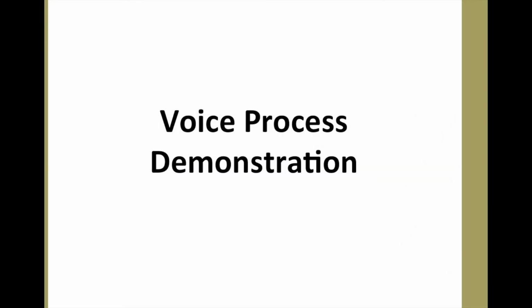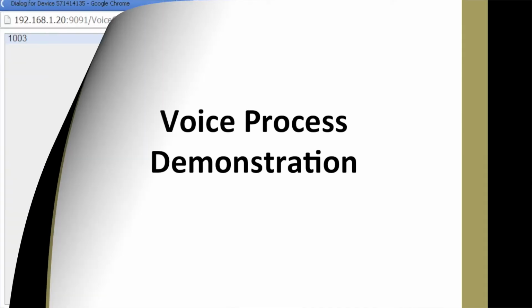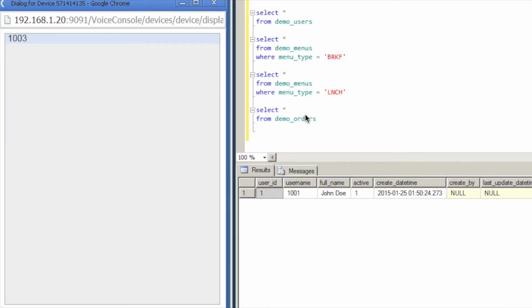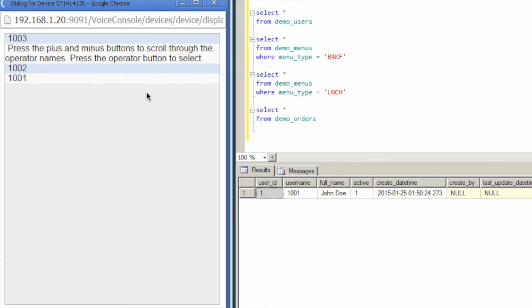After all the hard work, we are now ready to test drive the menu ordering process using talkman device. In talkman device, we will first switch to operator 1001 to walk through the menu ordering process. Press the plus 1002, 1001, loading operator.